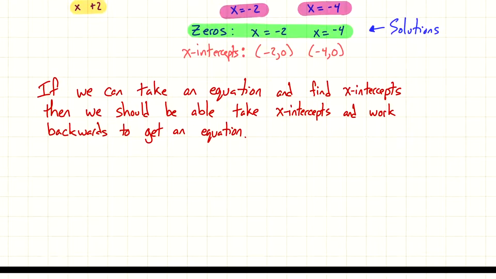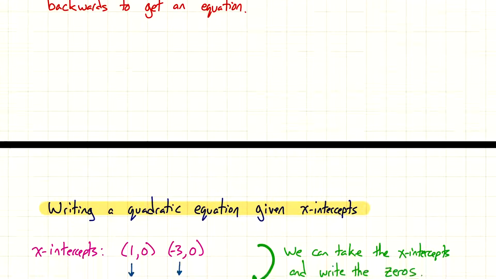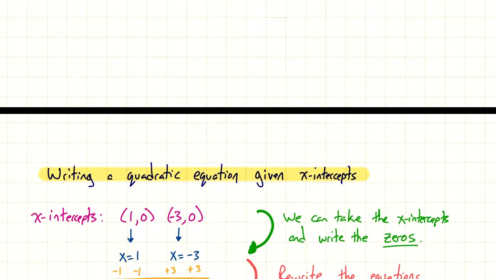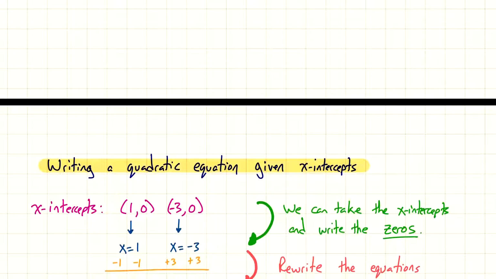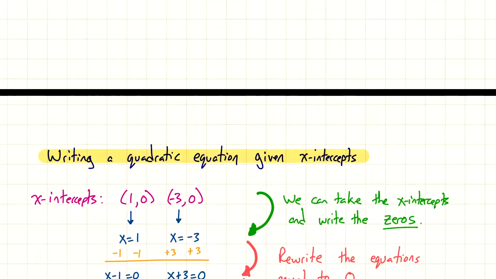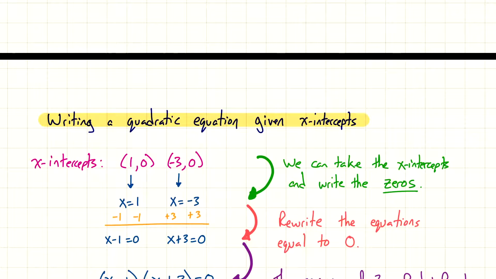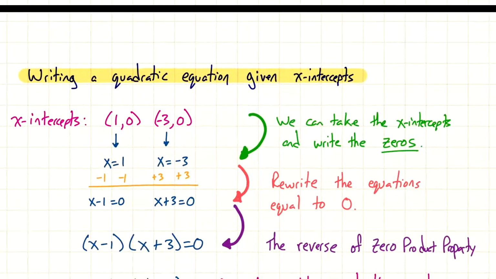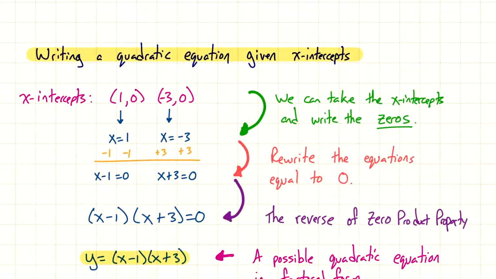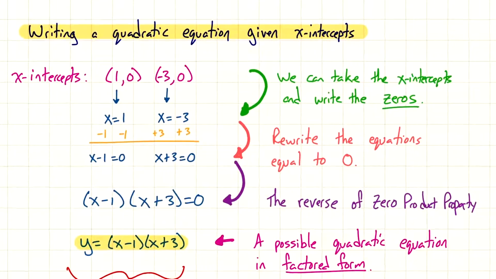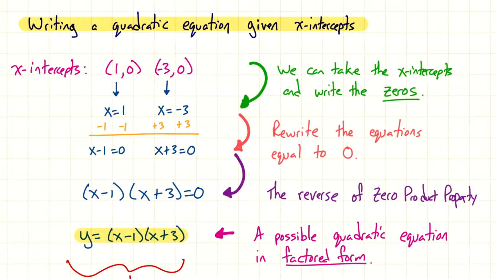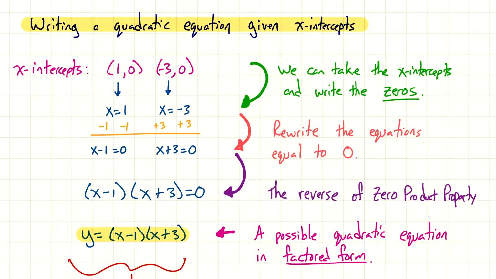All right, so even though the focus of this lesson is on the table, we're getting there. That's going to be the next step. But before we could appreciate the table, we need to know just how to write an equation. All right, so let's see, this is a good spot. Writing a quadratic equation given x-intercepts.